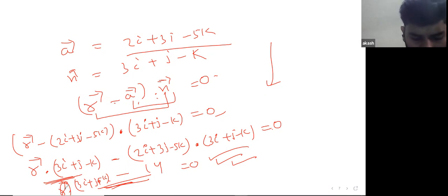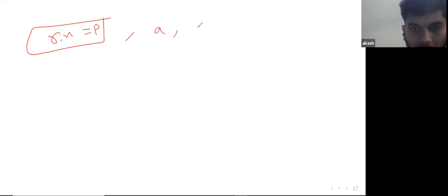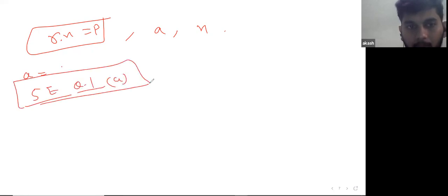Let me just give you a question also. Find, in the form r dot n equals p, the equation of the plane that passes through the point with position vector a and is perpendicular to vector n. They've given you a equals, this is exercise 5e, question number 1, part a. If you have the book, read the question and solve, and please tell me the answer of part a.